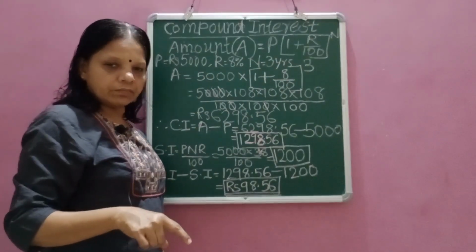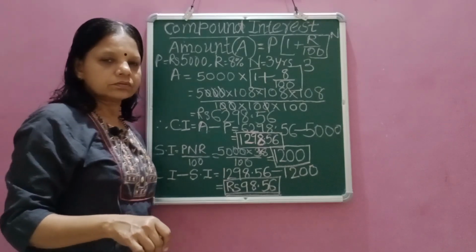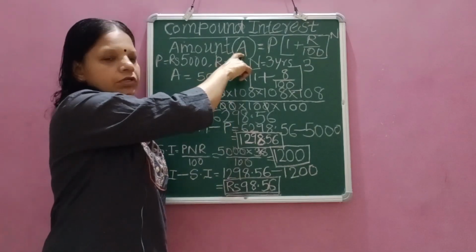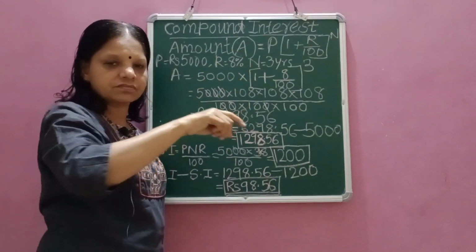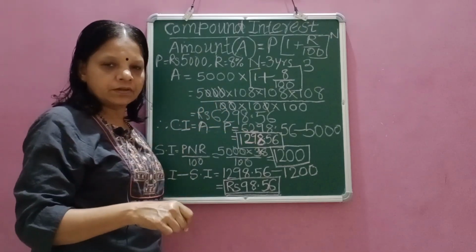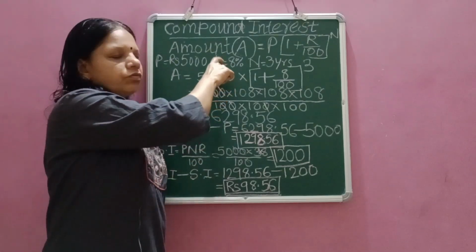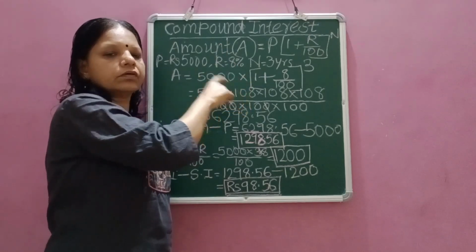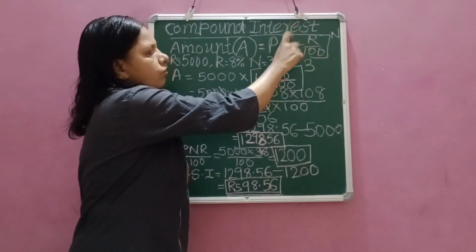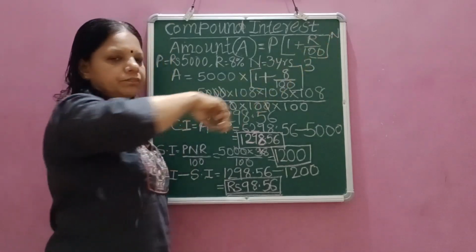And after getting the amount, to get the compound interest, what do you have to do? Subtract. What do you have to subtract? Subtract the principal. What is the amount actually? Amount equals P plus interest. So you have to subtract the principal to get the compound interest. So what is the formula for calculating amount with compound interest? P into bracket 1 plus R upon 100 all raised to N.